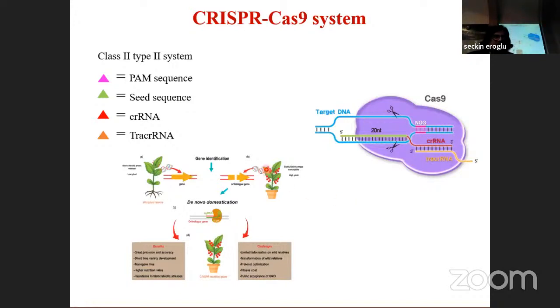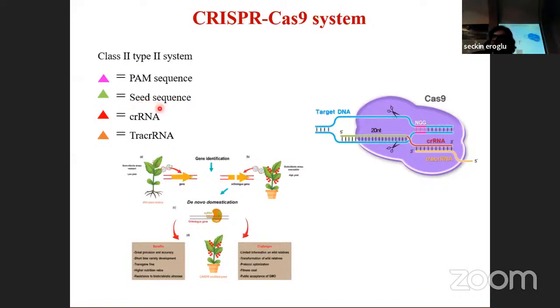It is a class 2 type 2 system. This is very important: the protospacer adjacent motif, which we call the PAM sequence. The Cas protein requires a PAM sequence to cut or to be guided by the guide RNA. In the case of Cas9 this is NGG, but for every Cas protein the PAM sequence is different.